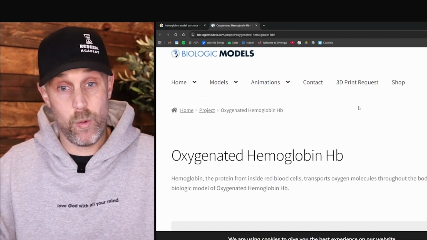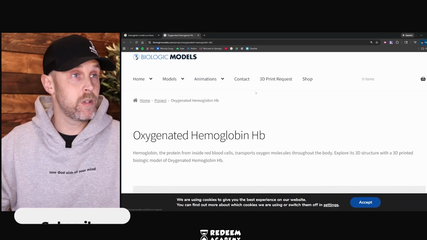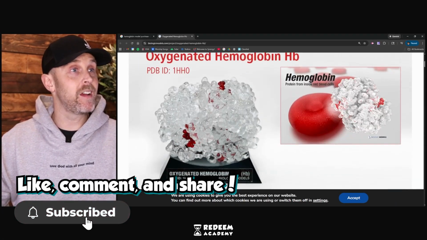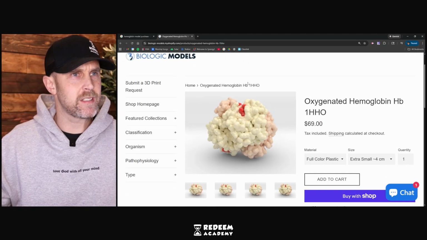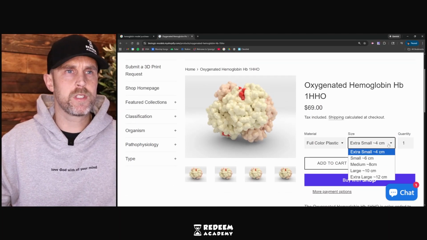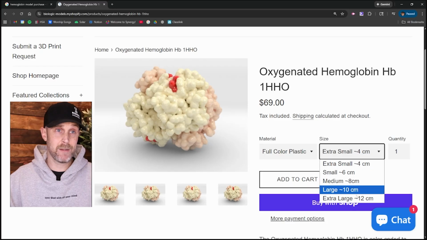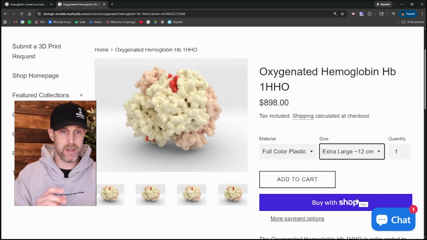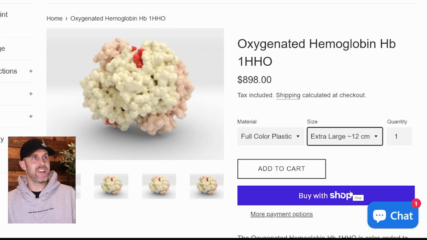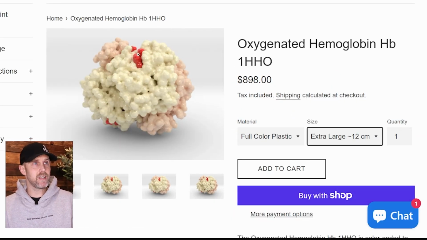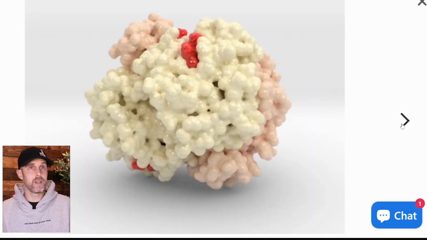Now someday, when I've really made it as a YouTuber, I'm gonna buy a hemoglobin model for behind my desk. Okay, here's the $69 extra small 4 centimeter version, but I'm gonna go big someday, extra large 12 centimeter. That's gonna be like, what, 12 centimeters, like this big. Okay, yeah, and it shows like the hemes. This is really not worth the money. I don't know why anyone would ever buy this.